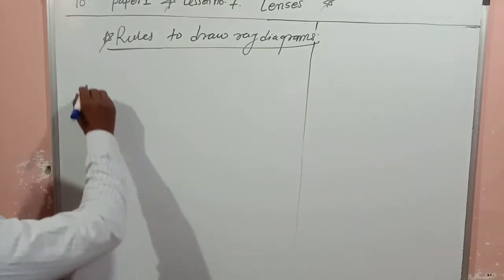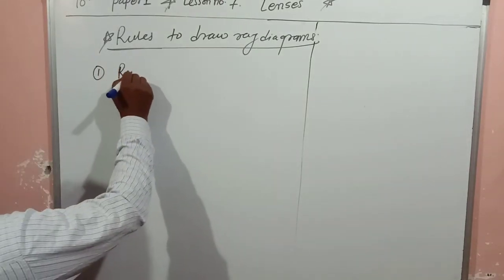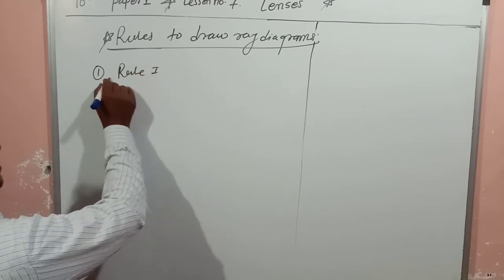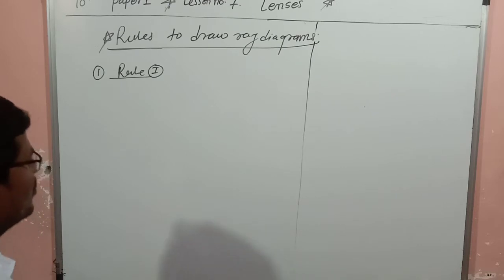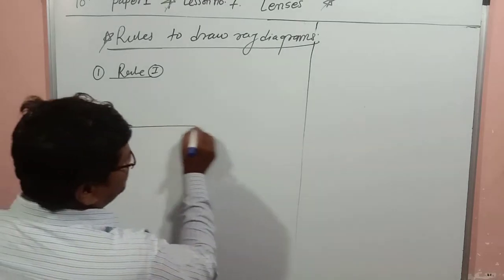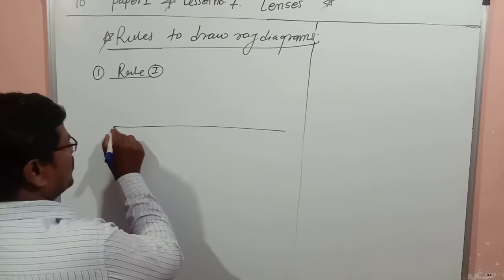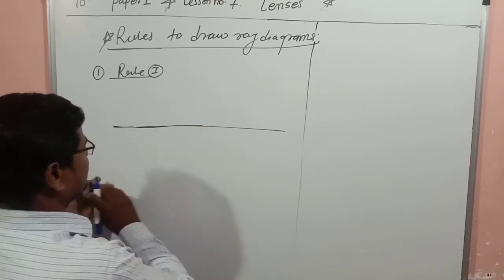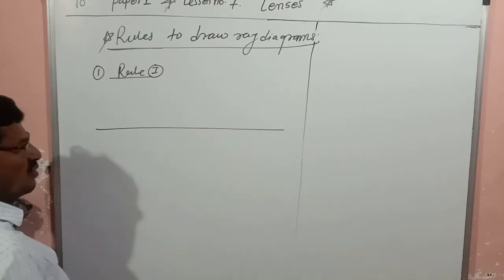So, the first rule is there. First we'll draw the diagram and then we'll write the rule. Suppose you take one straight line, it will be your principal axis. So one straight line you are going to draw in your notebook.